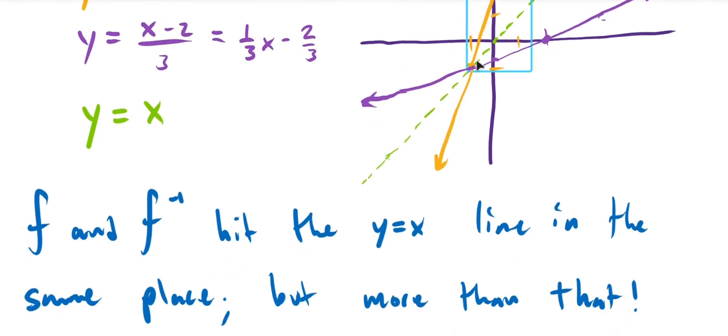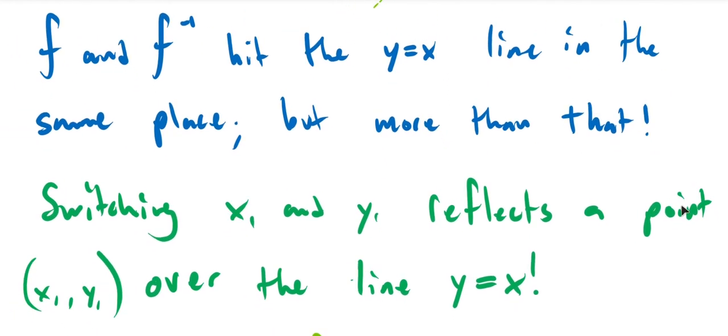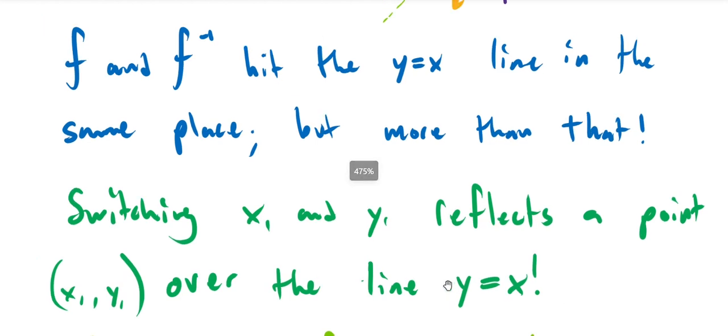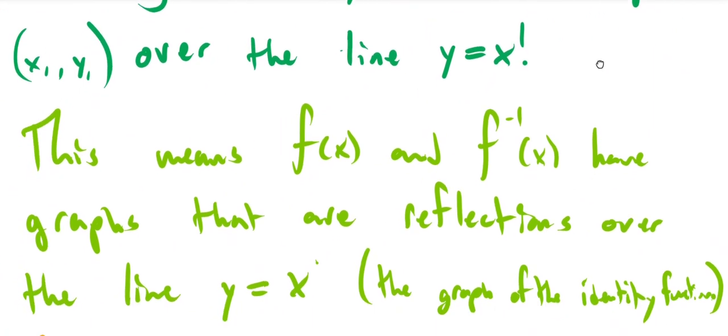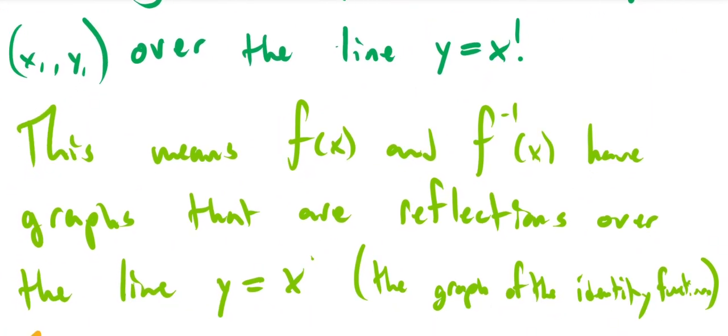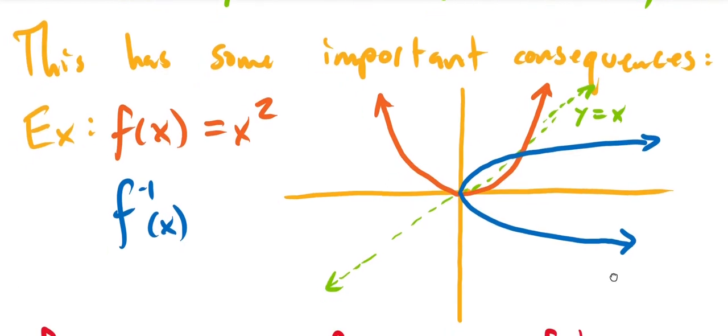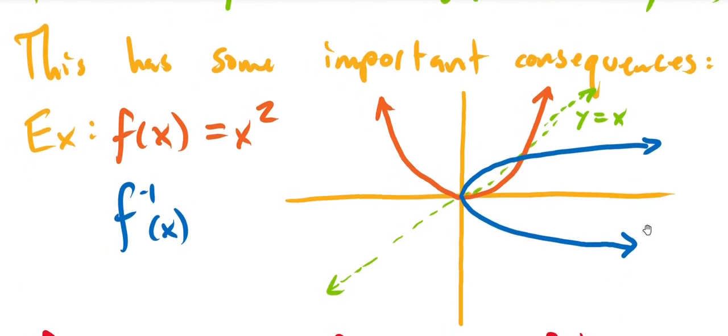So just to recap, they all hit in the same place, but more than that, they are reflections. You can try this for yourself. Try taking a point x, y, 3, 4 if you like, and then writing its interchange of y and x, 4, 3 if you like. And what you will see is that they are in fact reflections over the diagonal line y equals x. So that gives us a geometric way of thinking about the inverses of functions. And this, right off the bat, has some important consequences.